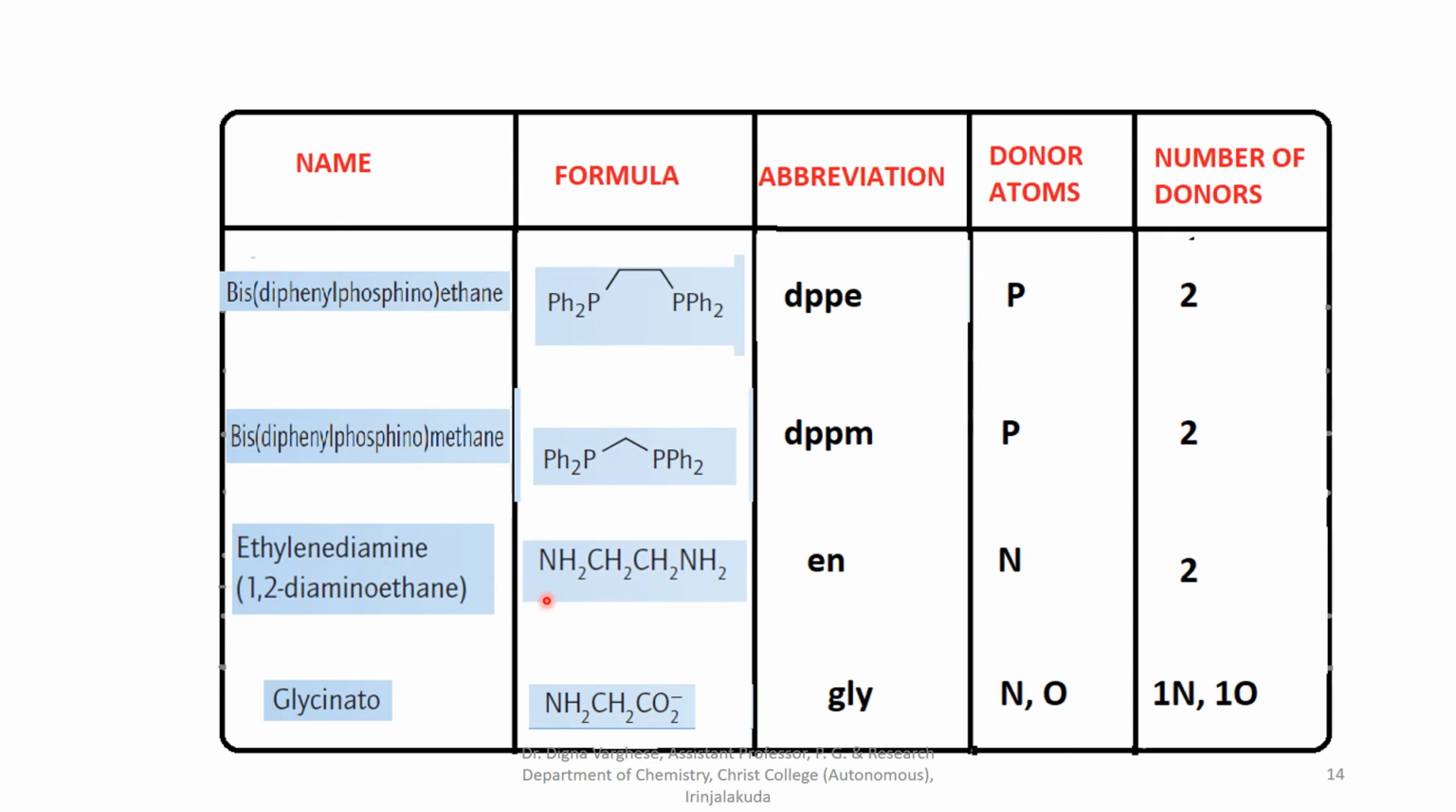Ethylenediamine, NH2CH2CH2NH2. Both nitrogen atoms can act as the donor atoms. So it is a bidentate ligand. Its abbreviation is EN. Glycinato, NH2CH2COO minus. That is glycine, we know NH2CH2COOH, and its abbreviation is GLY. Here nitrogen and oxygen act as donor atoms. So one nitrogen and one oxygen are attached to the metal atom.